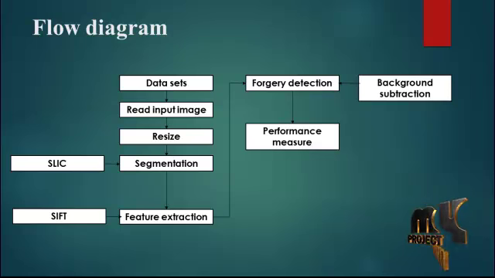Then segmentation is applied. In the segmentation we are going to use SLIC, which means simple linear iterative clustering. It is one of the clustering methods to detect the object for forgery detection. It clusters the foreground object, and next we extract the features using SIFT feature extraction. Next we detect the object for forgery detection using background subtraction. It subtracts the background and detects the forgery of our object. Finally we measure the performance of our process, like accuracy, precision and recall.